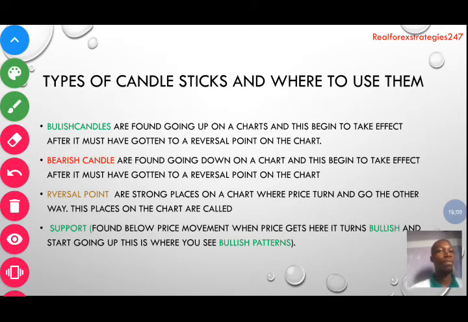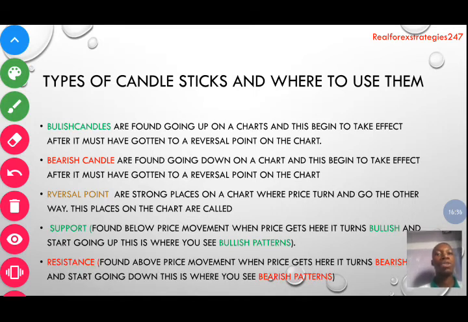Supports are found below price movements. You see them below. Supports are found below price movement. When price gets here, it turns bullish and starts going up. This is where you see bullish patterns. We are going to be going into bullish patterns, different types of bullish patterns that you see when price gets to your support area. We're going to be talking about all these patterns that you would see when price gets to your support and resistance area. So we'll deal with the bullish pattern first.